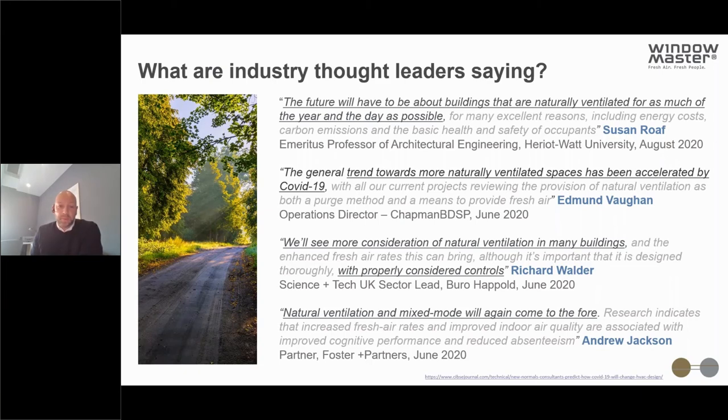The likes of Edmund at Chapman BDSP talk about the general trend towards more naturally ventilated spaces, which has been accelerated by COVID. And Buro Happold, Foster and Partners, there are some big names here who all recognise increasing consideration of natural ventilation in many buildings, and that can also work with mixed mode solutions as well.